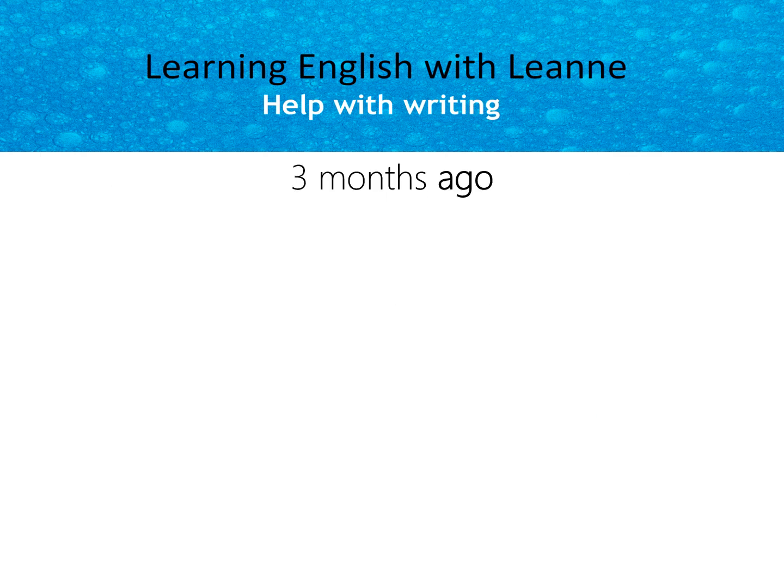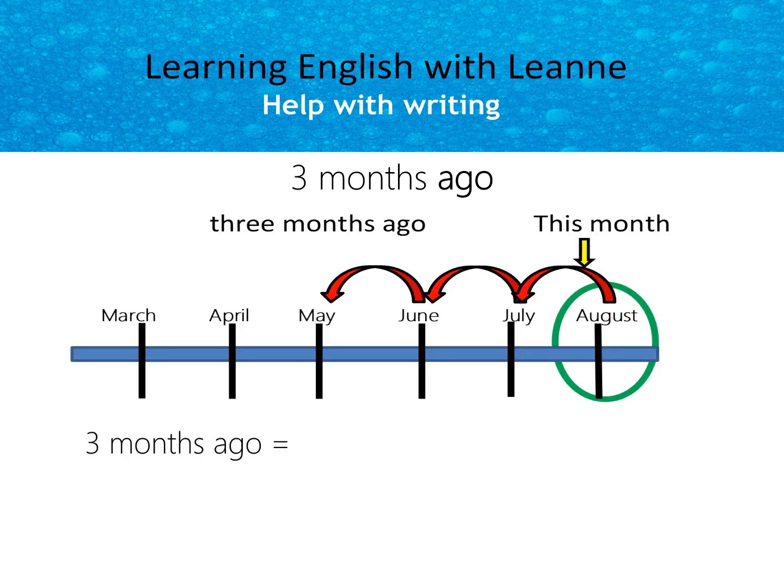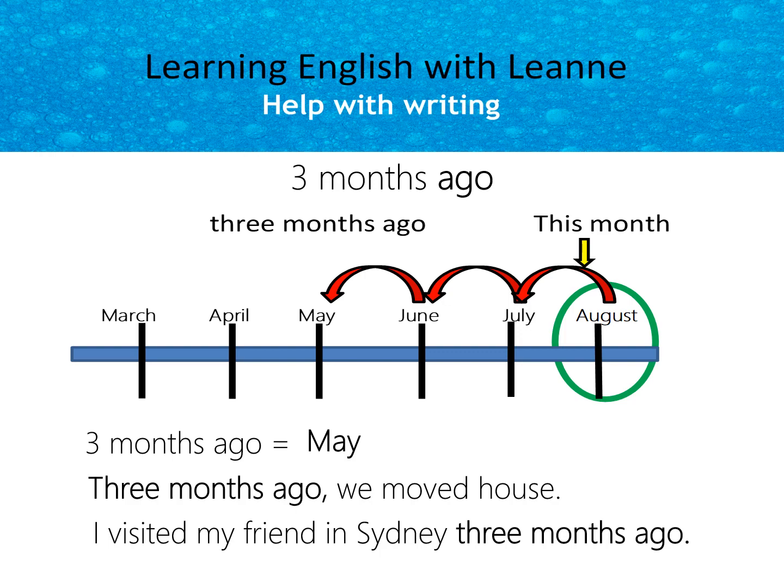Let's look now with months. 3 months ago. So we can see this month and the green circle is August. We go back 3 months. July is 1, June is 2, May is 3. So 3 months ago is May. And here's some examples. 3 months ago, we moved house. Or I visited my friend in Sydney 3 months ago. First or last in our sentence.